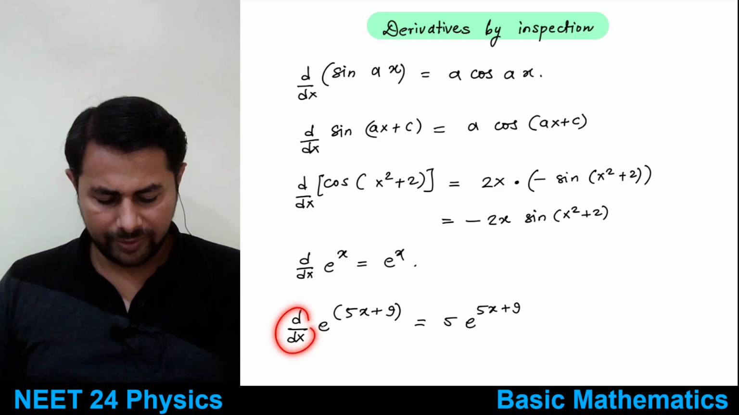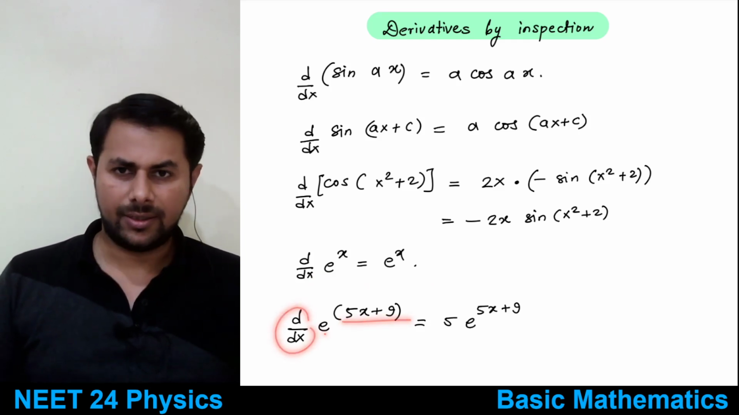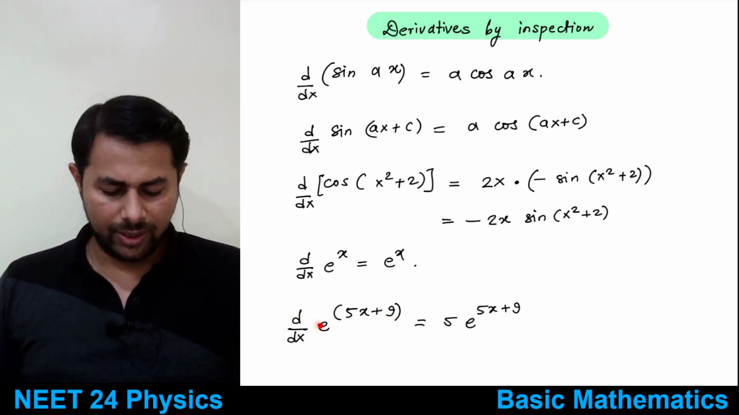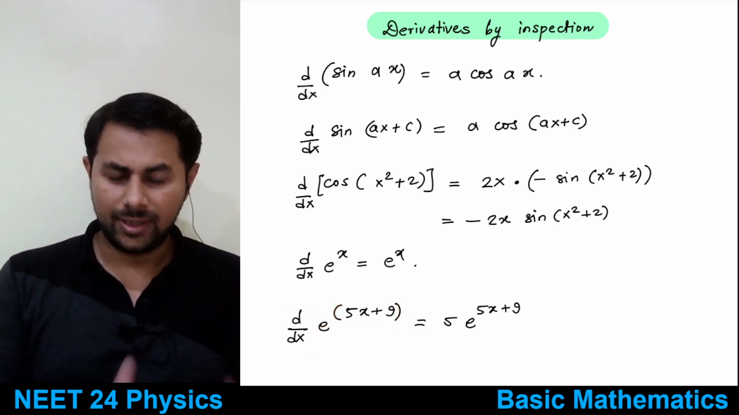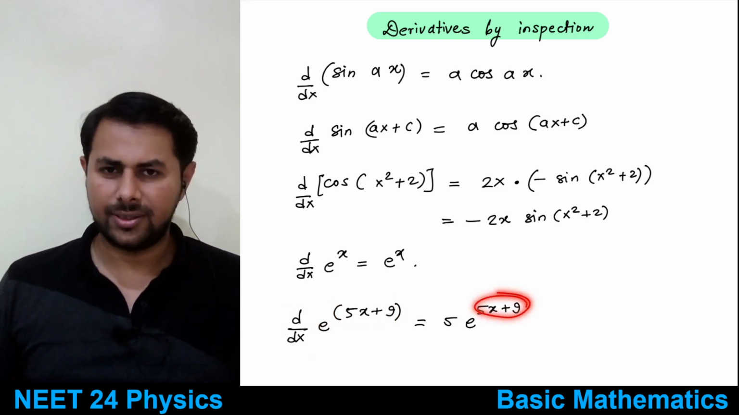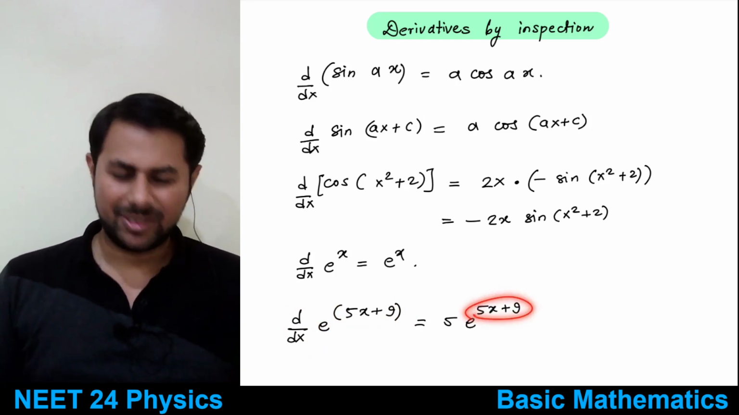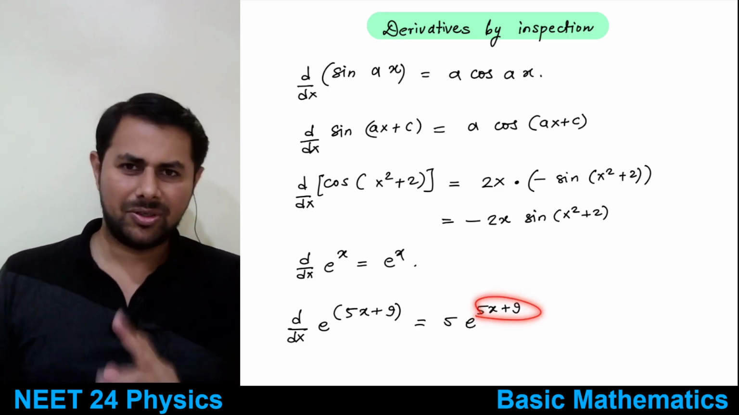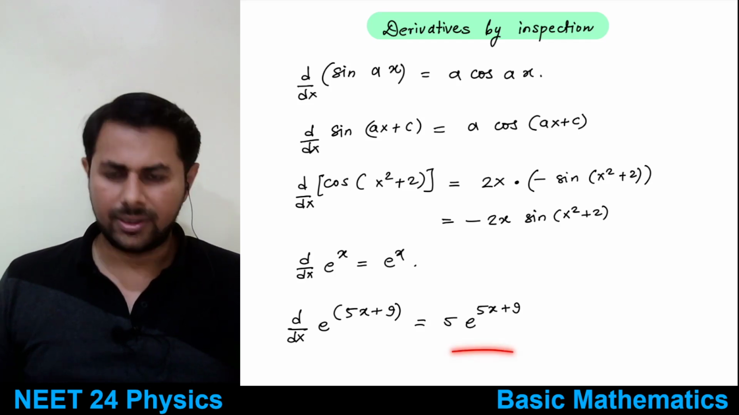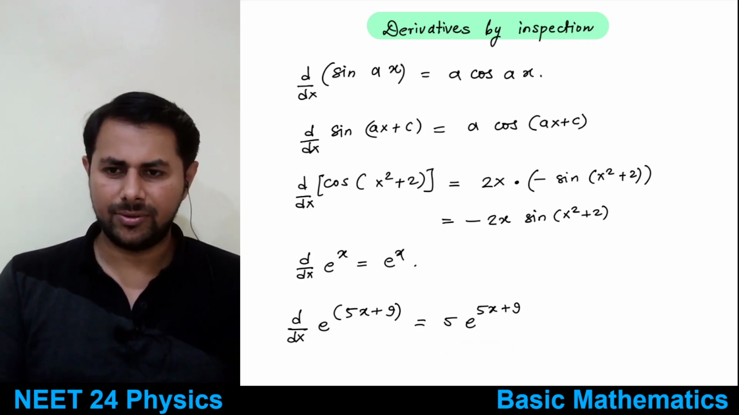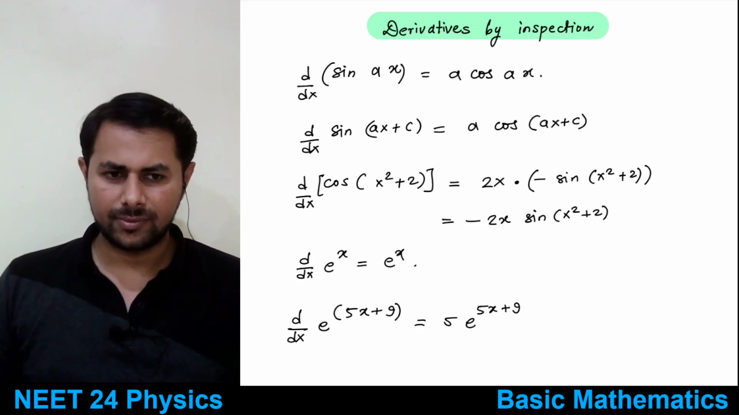Then what will be derivative of e raised to 5x plus 9? So we have e raised to bracket, derivative of that will be e raised to bracket multiplied by derivative of the bracket. So what's there in the bracket? 5x plus 9, take its derivative, derivative of that will be 5. Right? So this is how you can find out derivatives by inspection. Okay, very simple. Okay, good.